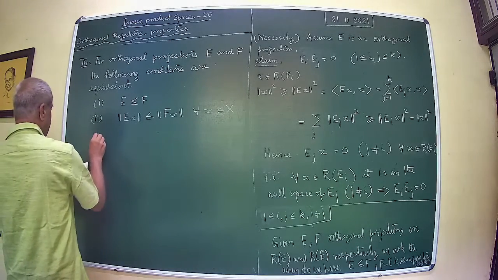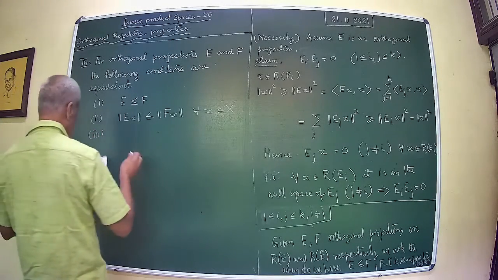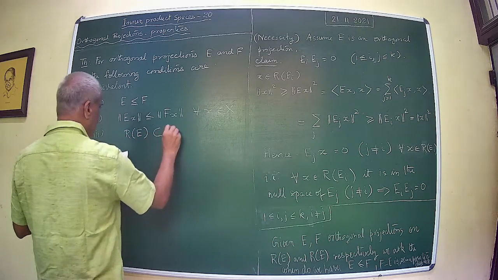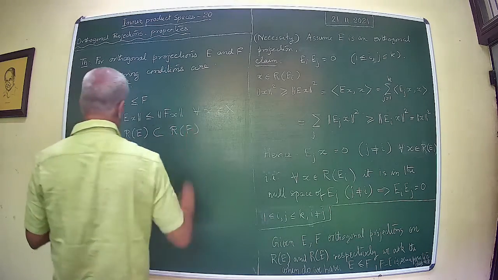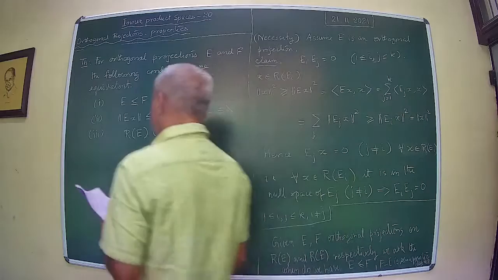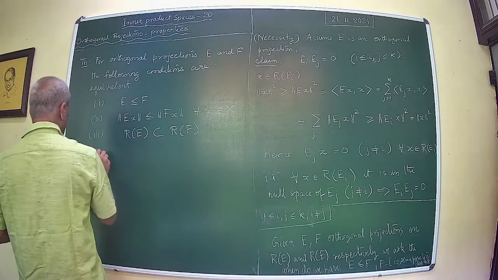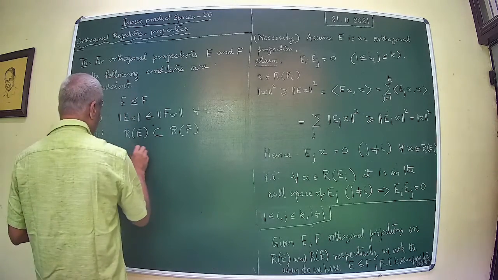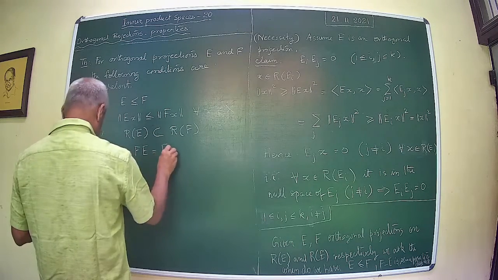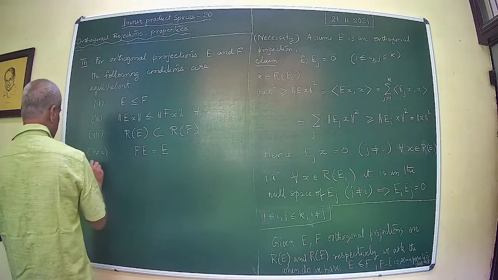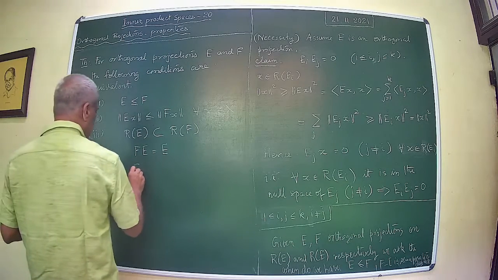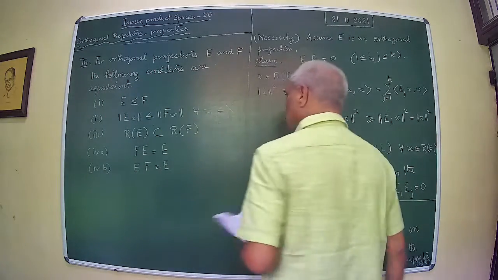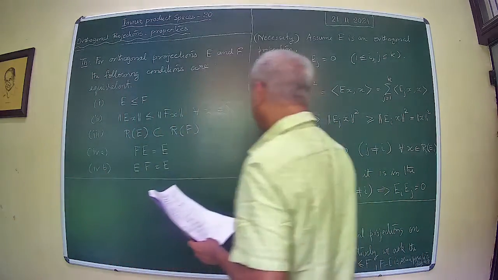Then the third condition, an equivalent condition, is that the range of E is contained in the range of F. The fourth condition, 4A, is the condition that FE equals E, and 4B is that EF equals E. That means they commute. So these are the equivalent criteria for this.